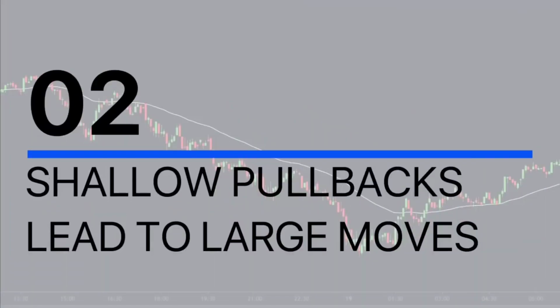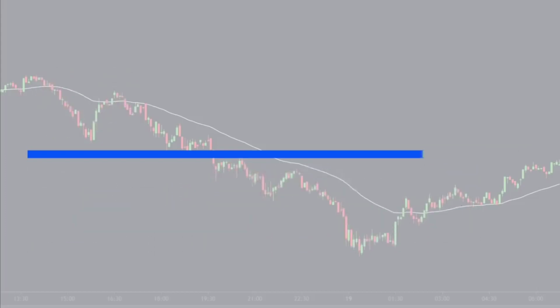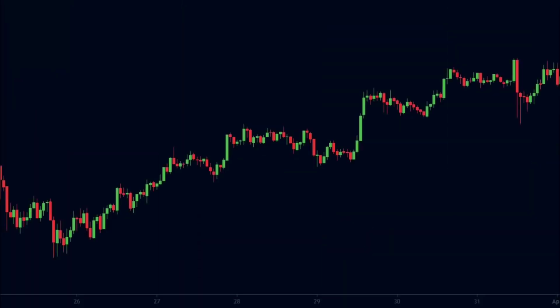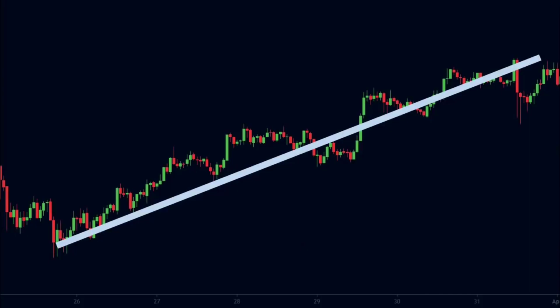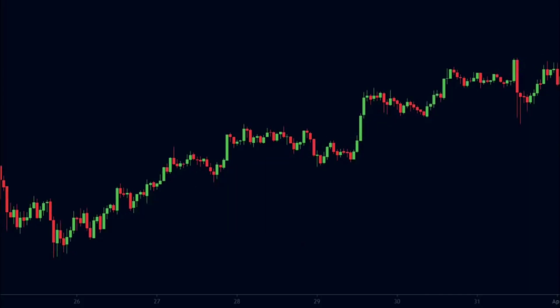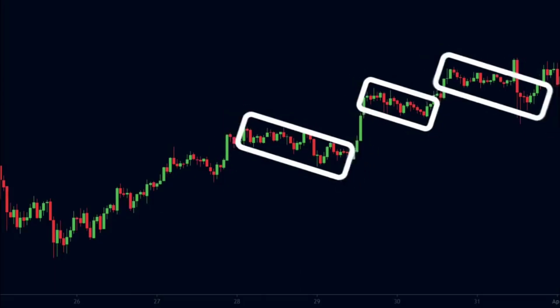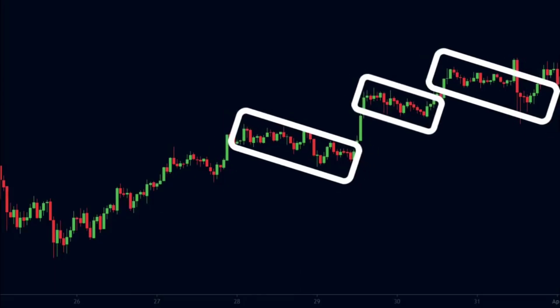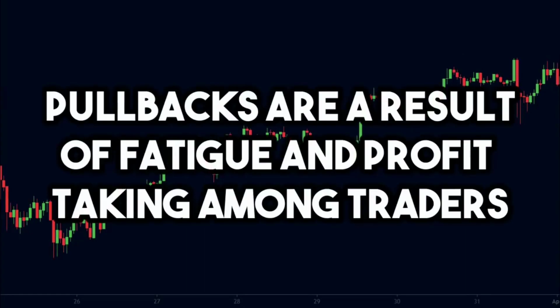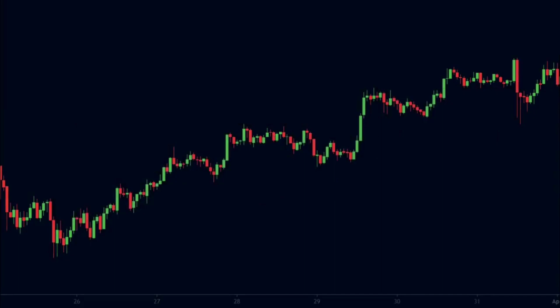Secret number 2. Shallow pullbacks lead to large moves. When the price is in a trend, it does not move in a straight line. Instead, it moves in a zigzag pattern. The price moves that are against the trend are called pullbacks. Pullbacks are a result of fatigue and profit taking among traders. Hence, pullbacks can provide us with a lot of information about the traders.